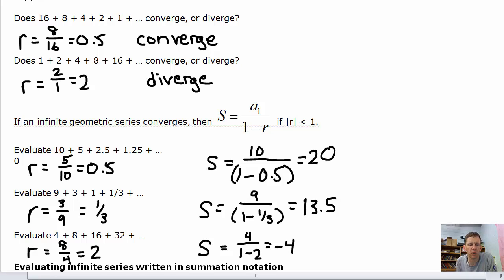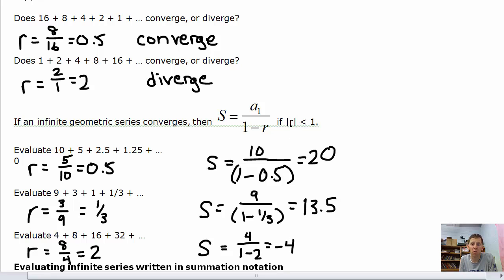For our last series of numbers, I took 8 divided by 4 to get 2 for our ratio. You can notice that each term we can find by multiplying the previous term by 2. So using our formula, our first term is 4, and we divide it by 1 minus 2. When I crunched this out, I got -4, and I thought, that doesn't really make sense. If I'm adding 4 and 8, that's 12, plus 16 is 28, plus 32 is 60. My numbers are getting bigger and bigger. Why would I get a negative here?